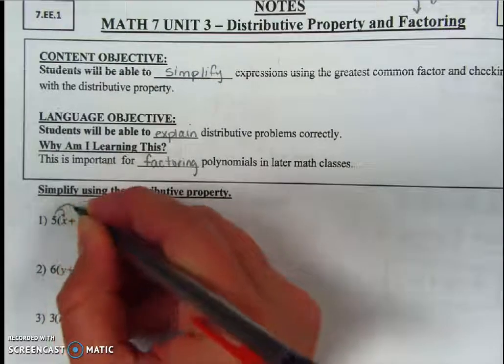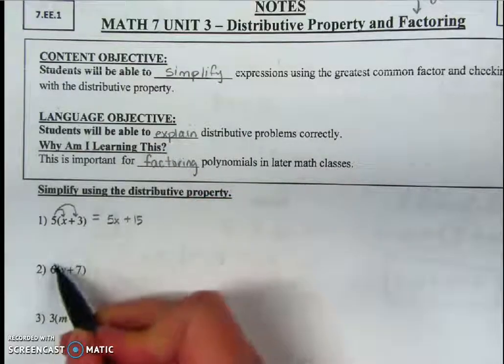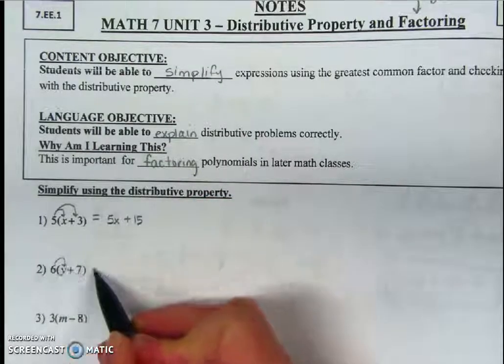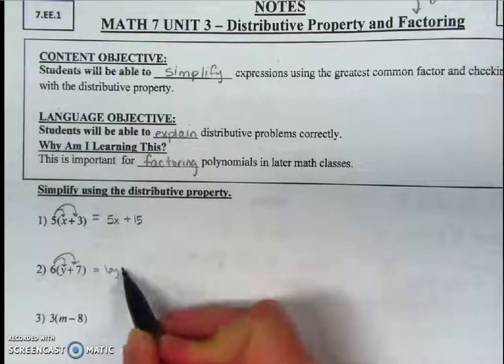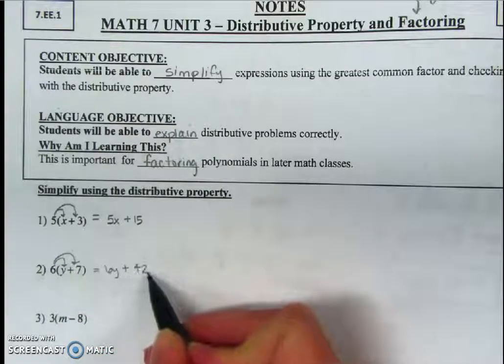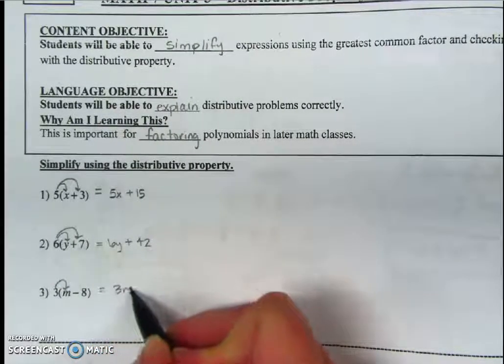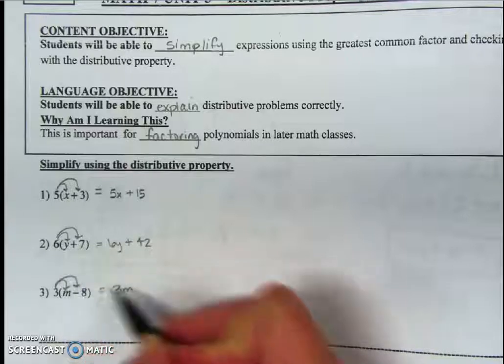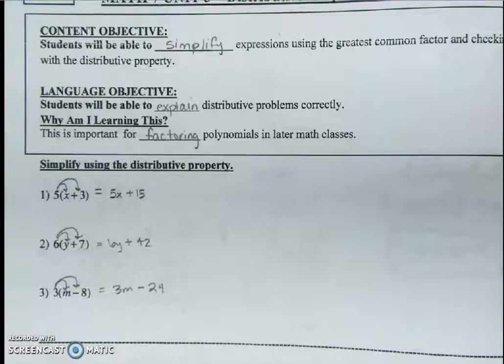If I have 5 copies of a plus 3, that means I have a plus 15. Remember here, if we have 6 copies of y, I would write that as 6y. 6 copies of a plus 7 would mean I would have plus 42. Down here, if I have 3 copies of m, I would write 3m. If I have 3 copies of a minus 8, I would have a minus 24. And so that was distributive property.